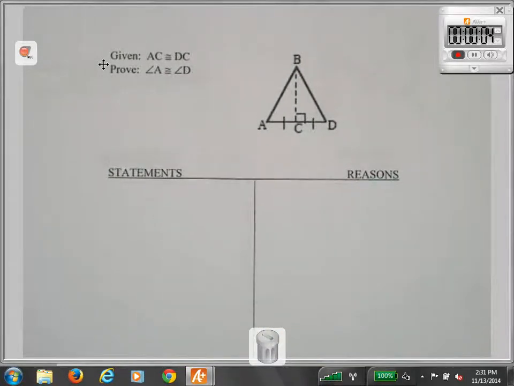Okay, so we have a two-column proof with congruent triangles. Once you have your figures drawn and the given and the proof listed, you take a look at the picture and you have to decide how we're going to prove two triangles are congruent in this picture. Okay, so we have some information here.